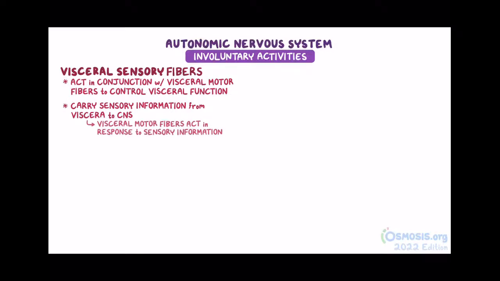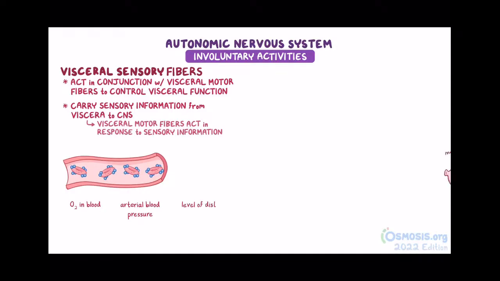For example, they provide information about things such as the amount of oxygen in your blood, your arterial blood pressure, and the level of distension of your stomach after that big meal. This visceral sensory information is continuously regulating the activity of the visceral motor neurons of the autonomic nervous system, even while you sit here and watch this Osmosis video.